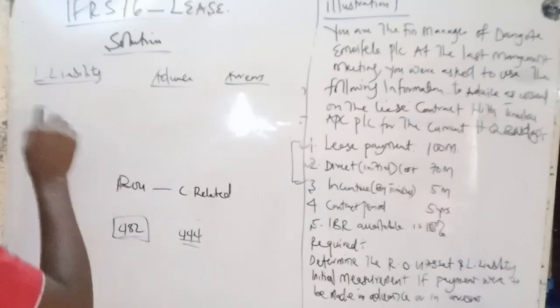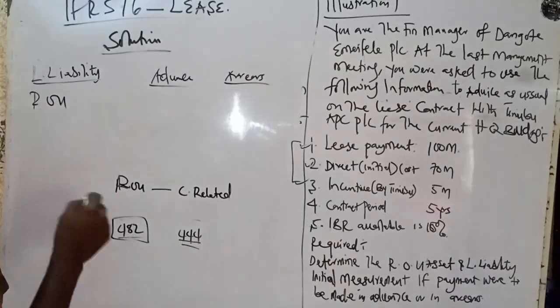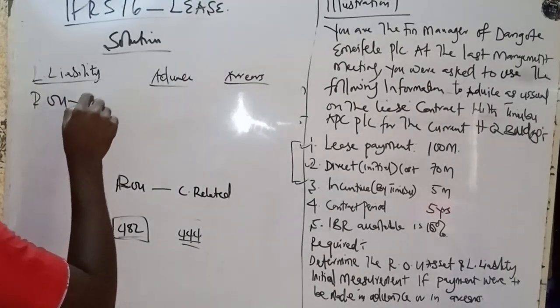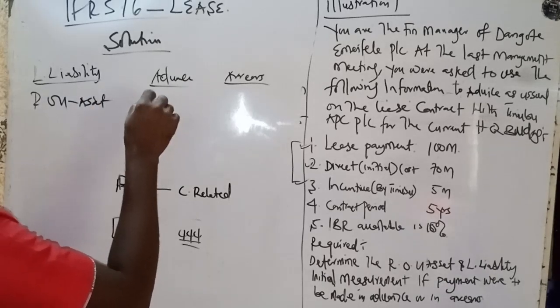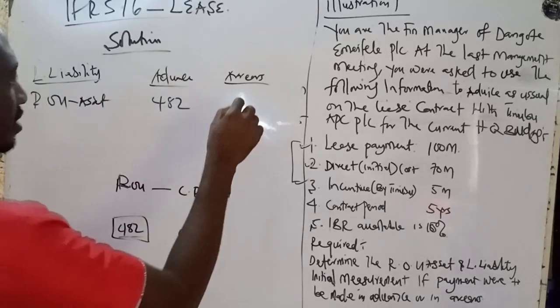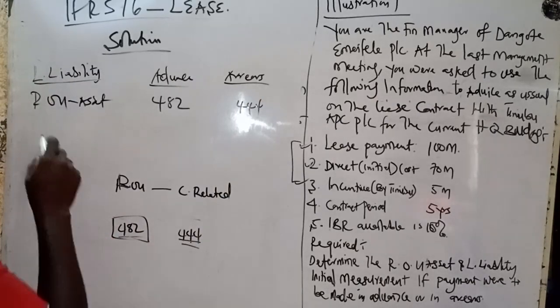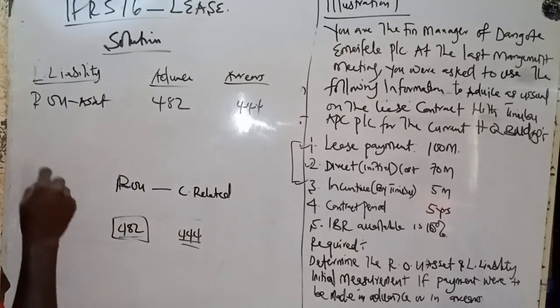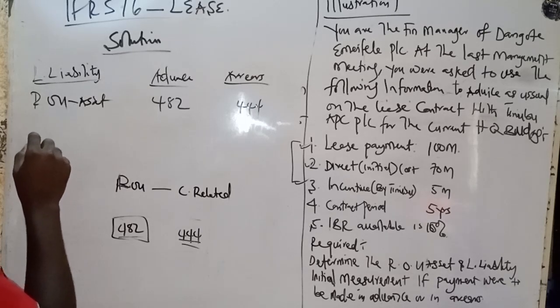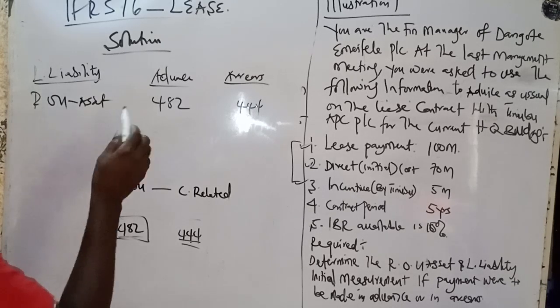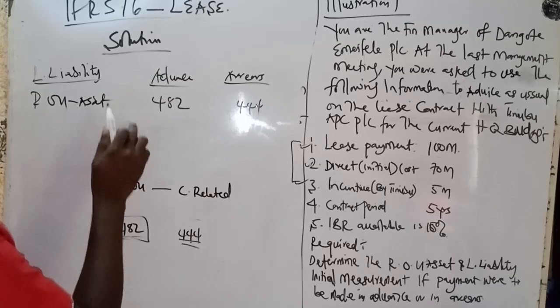So let's quickly go. So we have our right of use asset here to be 482, and this one is 444. Is that not so? So we move on. What do we do? We less our cash items. So we do the workings here.